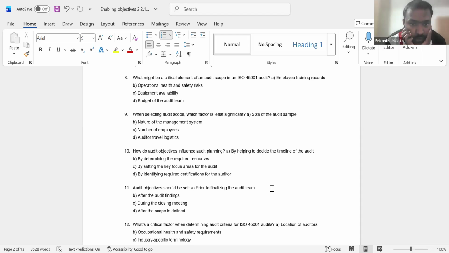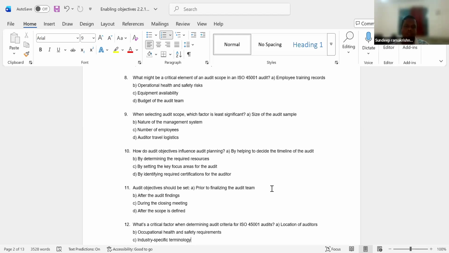The 11th one: audit objectives should be set prior to finalizing the audit team or after the scope is defined, sir. So I think D only, after the scope is defined the objective should be set. Yes, D answer, 11th one. Yeah, that is right. It's a good answer.